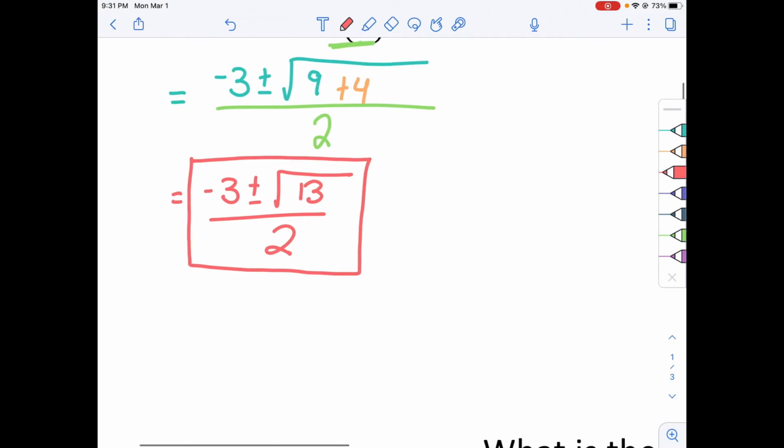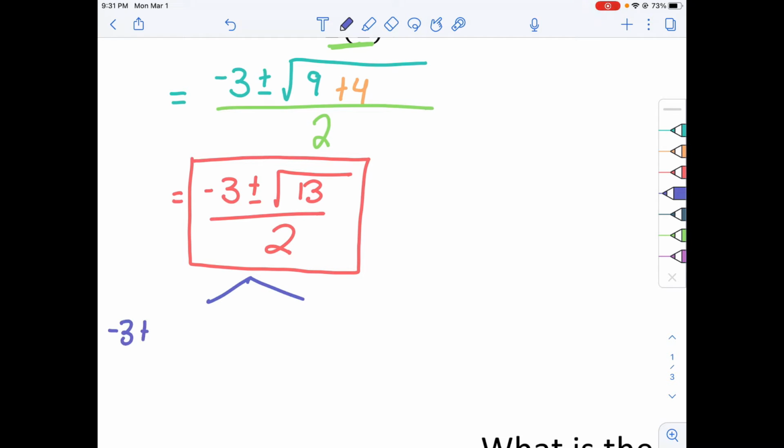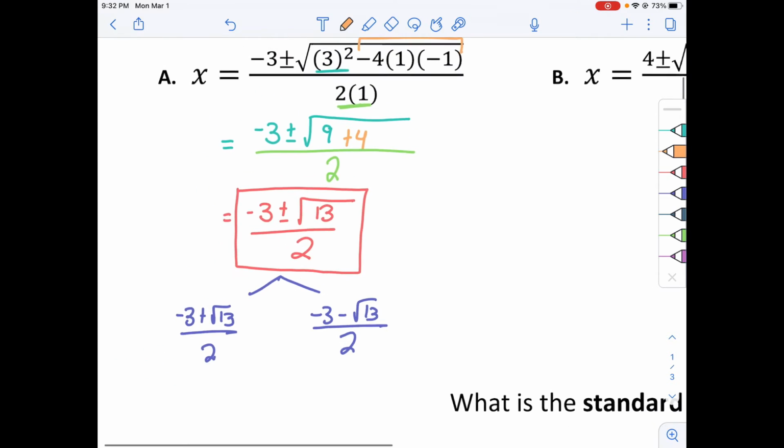If I asked you for the decimal, you would need to type in 2 separate things because there are 2 numbers here. The first one is negative 3 plus the square root of 13, over 2. The second number is negative 3 minus the square root of 13, over 2. So that's how you would simplify that big old scary thing with a square root.